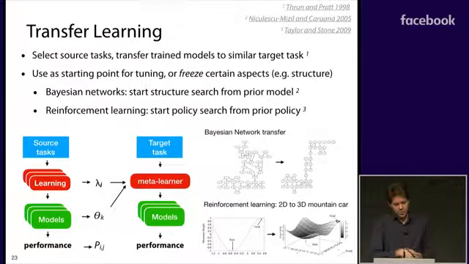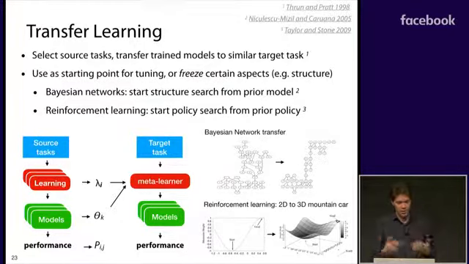The easiest way that we all know is transfer learning. Here you have a source task and a target task, and you need a way to find which source tasks are similar. But if you do, you can transfer models from the source task to the new task. And typically this works by either using that model as a starting point and then tweaking it later on, or you freeze certain parts, like you freeze the architecture, but you update the weights. And there are different ways of doing this.